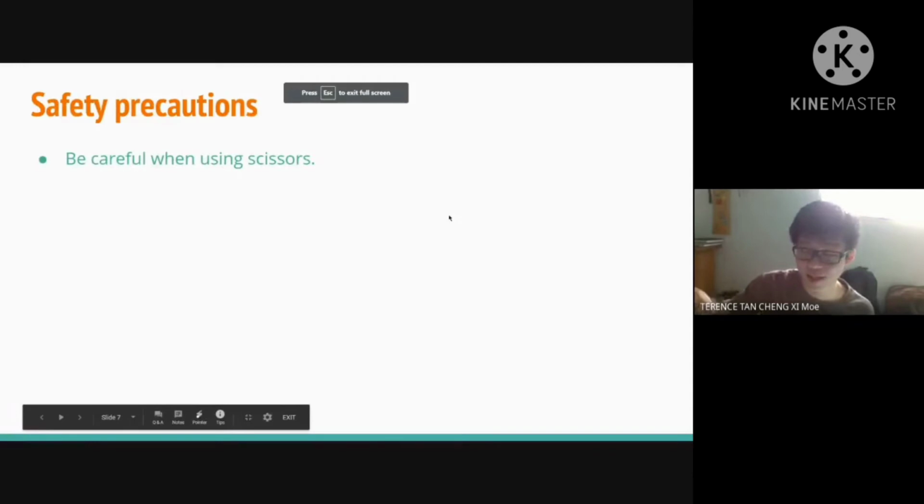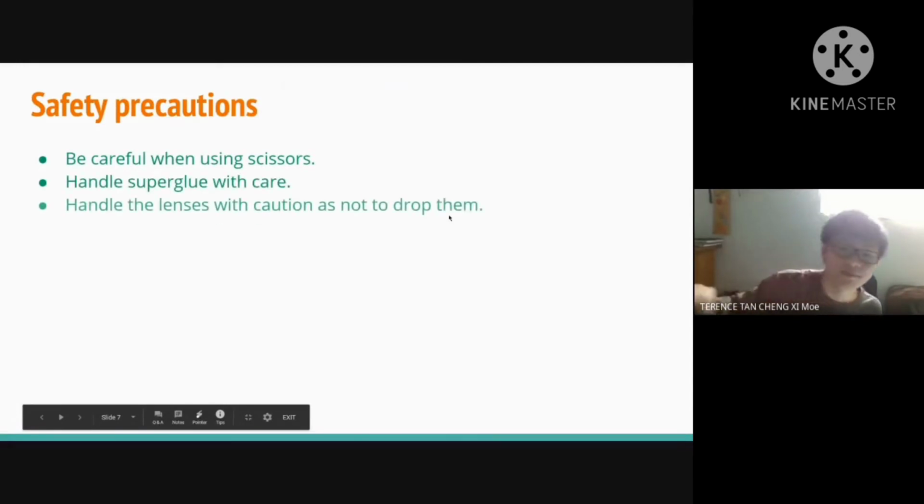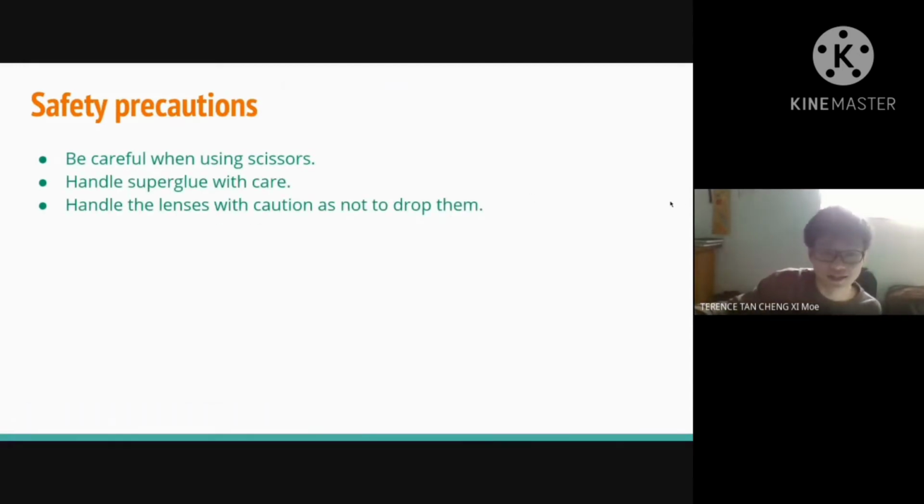And the microscope is also tested to see if you can actually see a magnified image. So there are some safety precautions to be aware of. Be careful when using scissors, handle super glue with care, and handle the lenses with caution so as not to drop them. I actually chipped one of them over here, if you can see, because I did drop them.